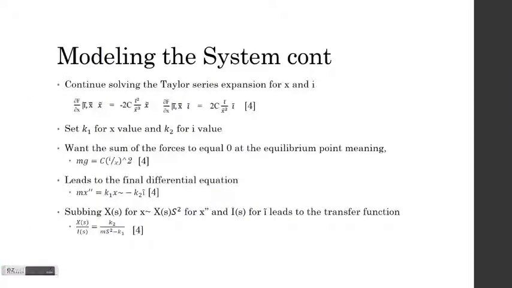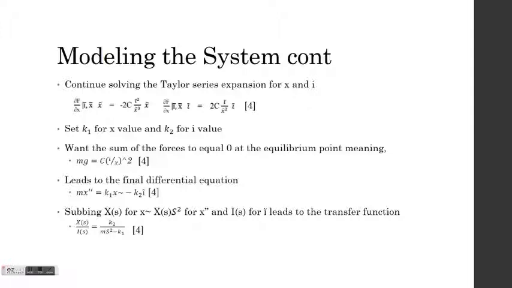Continuing to solve for the Taylor series expansion leads to the values of x and I listed below. The values for x and I are set as k1 and k2 respectively. In order for the magnetic ball to reach an equilibrium point at 0, the equations for mg and ci over x squared need to be equal to each other. This leads to our final differential equation listed below.